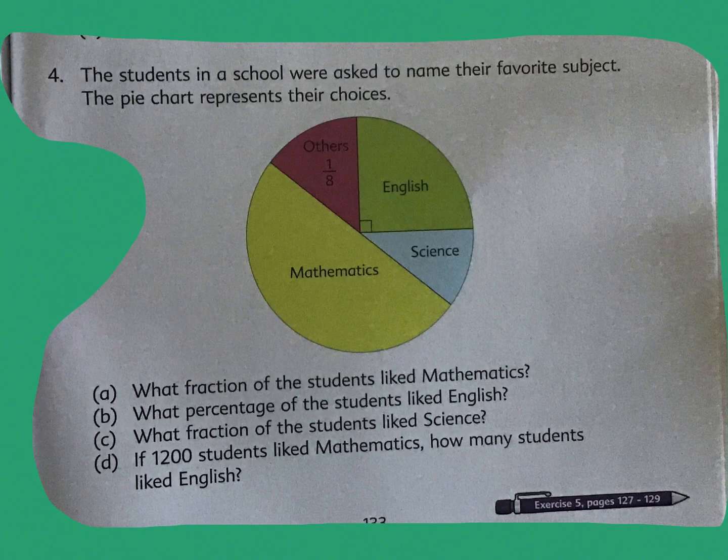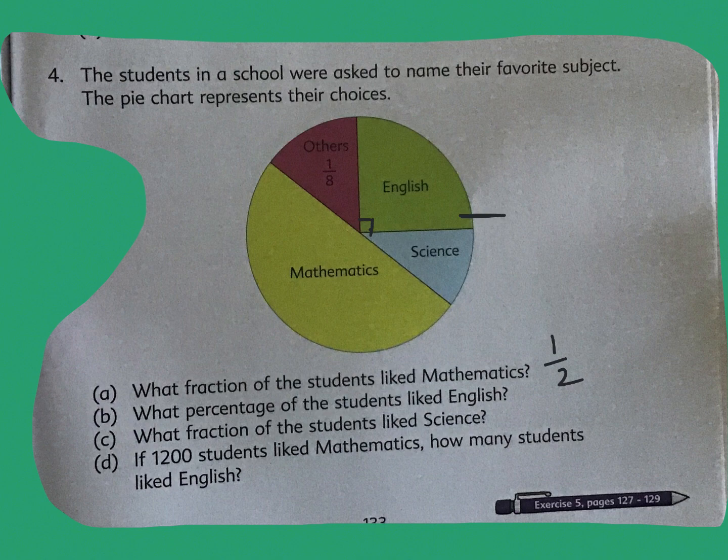All right, let's look at task number 4. The students in a school were asked to name their favorite subjects. The pie chart represents their choices. So what do we know if there's a right angle? How many pieces are there? How many pieces of English are there? 4. Yes. What fraction of students liked mathematics? Well, that's pretty obvious, right? It's half.